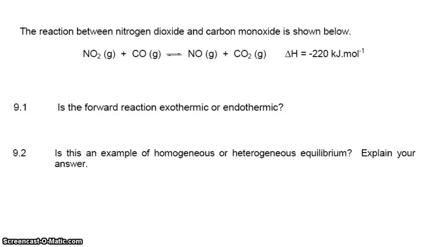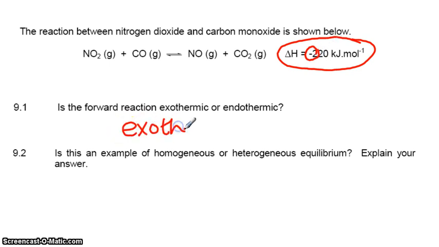Question 9 is an equilibrium question, and the equilibrium reaction that it concerns is given with a delta H value of minus 220 kilojoules per mole. First question asks, is the forward reaction exothermic or endothermic? So our focus here is on the delta H value, and the delta H value is minus 220, which means that is an exothermic reaction. And you need to remember that the delta H is given for the forward reaction, and that's what the question asks for. So the forward reaction is exothermic.